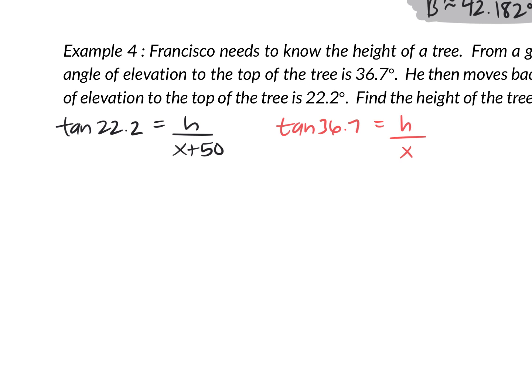Are we okay with the setup here? So I've got two unknowns, and I've got two equations. I'm going to have to do some sort of algebra here. The easiest option here, and I think maybe the only option, is going to be to do substitution. Okay? So let's get rid of these fractions. Let's cross multiply. I'm going to multiply x plus 50 on the left times tangent of 22.2, and that's going to equal h. Now, I'm missing something up there. What do I need on the left side?